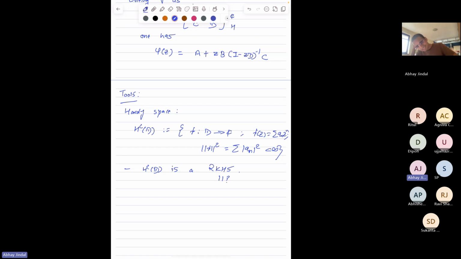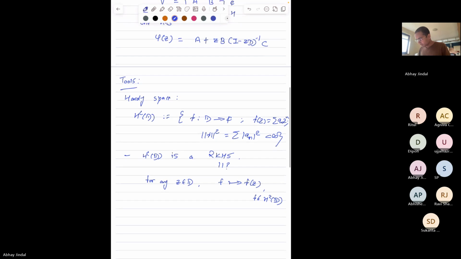But what we are interested in, or what exactly it means, is that the evaluation linear functionals are bounded. What is that? For any z in the disk, consider the map f going to f(z), where f is coming from the Hardy space. A priori there is no guarantee that any Hilbert function space will satisfy the property that these linear functionals are bounded. But those Hilbert function spaces for which these evaluation linear functionals are bounded are called reproducing kernel Hilbert spaces. And since the Hardy space indeed has this property, that means H2(D) is a reproducing kernel Hilbert space.